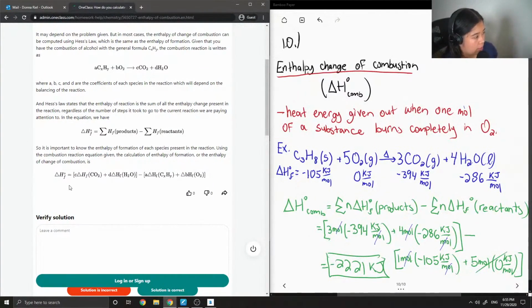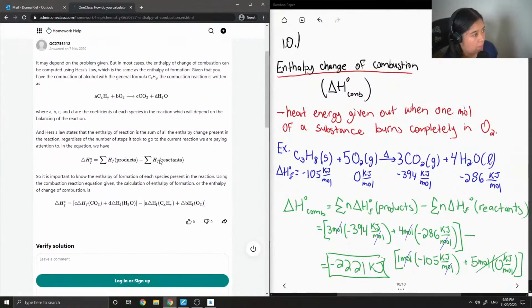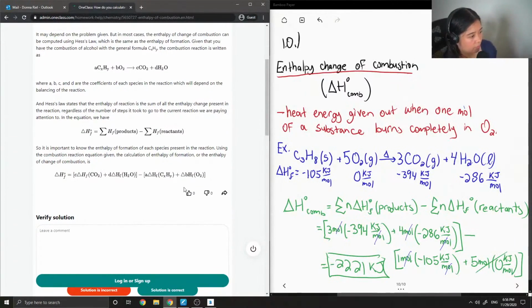Okay, so they did c times delta H formation of CO2 plus d times delta H formation of H2O. All of that minus a times delta H formation of your alcohol or your hydrocarbon. Lastly, plus b times the delta H formation of O2. So that b should be in front of the delta sign. But nevertheless, this solution is still correct.